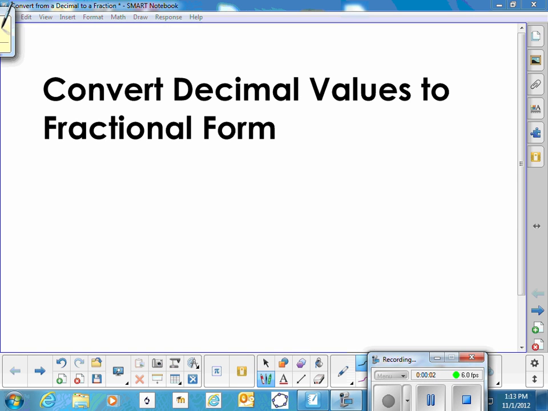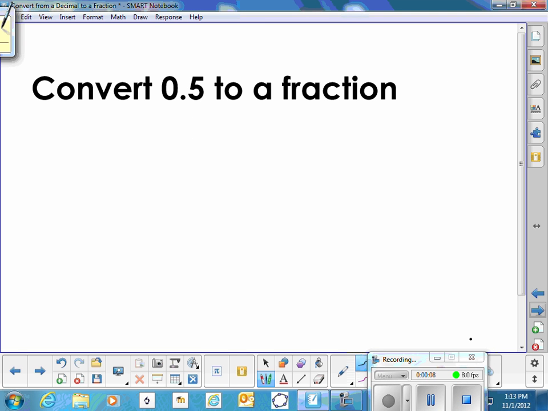This video describes how to convert decimal values to fractional form. 0.5: if it was a 5 and the decimal got moved 1 to the left, that would be the same as dividing by 10. So 5 over 10 is the same as 0.5.